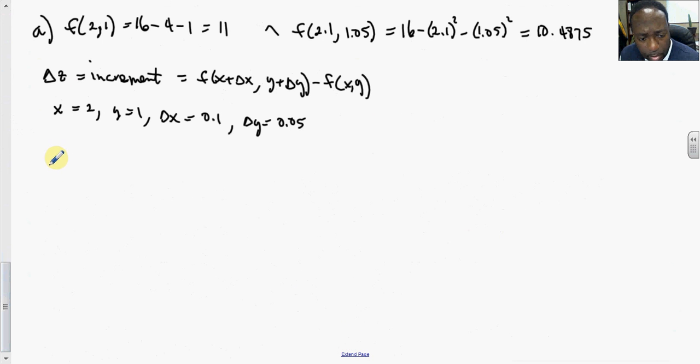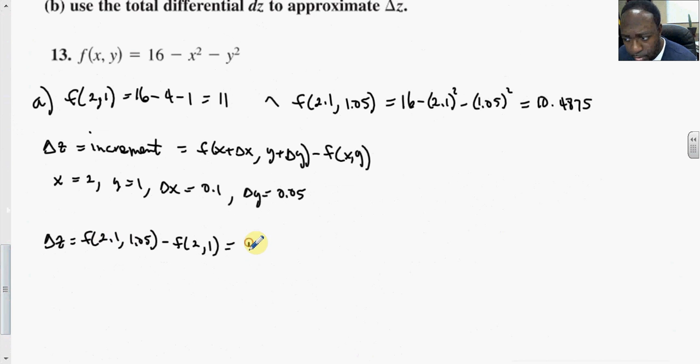So the increment that you're looking for is f of 2.1 comma 1.05 minus f of 2 comma 1, which you found already. So this would be 10.4875 minus 11. So you get for the increment that difference, negative 0.5125.